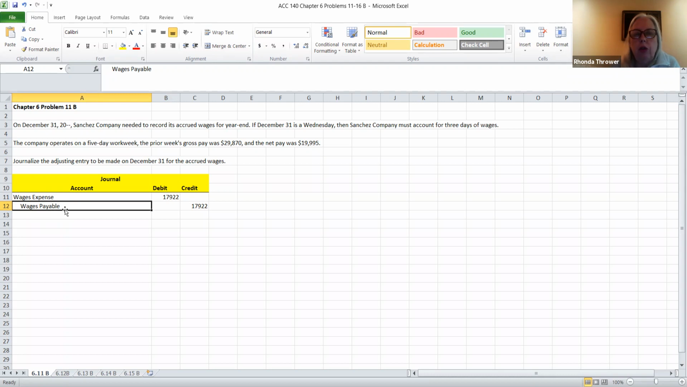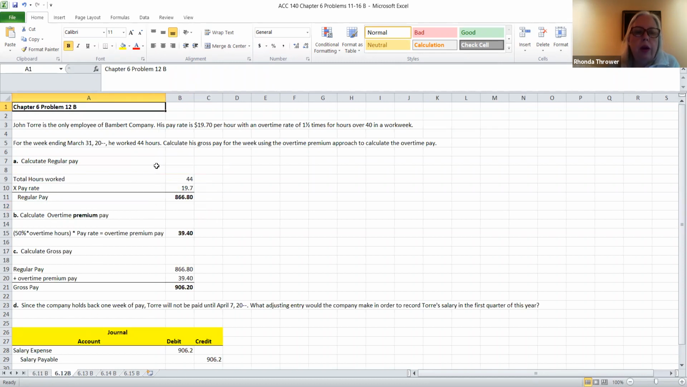But this journal entry here is just to record the accrual of wages at the end of the accounting period, which is December 31st. Our wages payable is a liability. Our liabilities are increasing by the amount that we have accrued for this time period, which was 3 days worth of work. And that's all you need to do for this particular problem. We're going to move to problem 6-12.